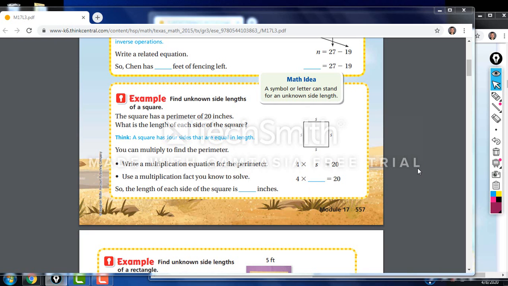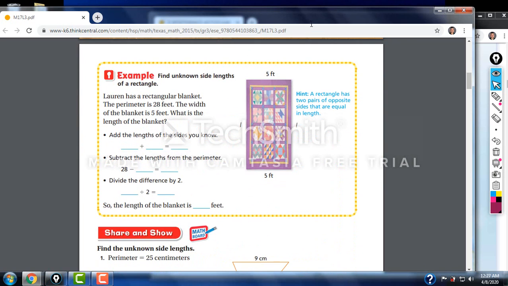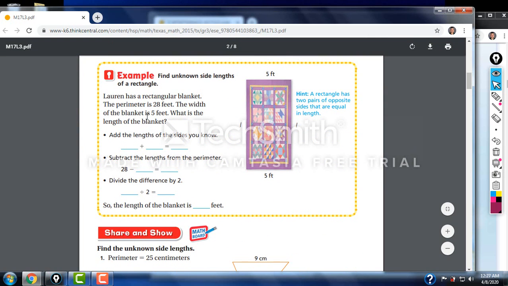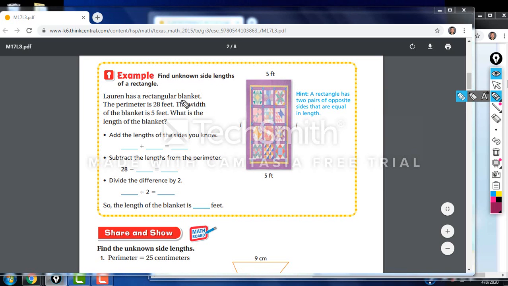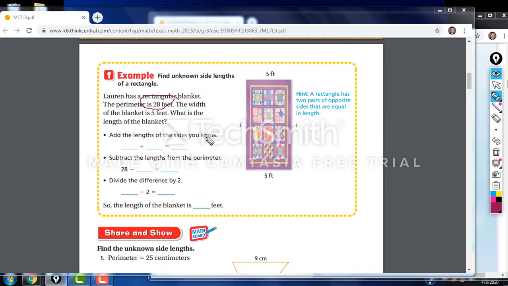Okay, so 5 was the answer here. Here again is another one. Lauren has a rectangular blanket. The perimeter is 28 feet. So there's your perimeter right there, P is 28. You're going to say, whoa, but they don't give me 2 sides. They don't give me the length, they just give me L. The width of the blanket is 5 feet. Okay, I already know the width is 5.